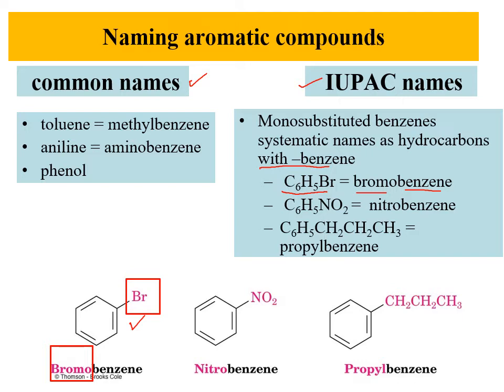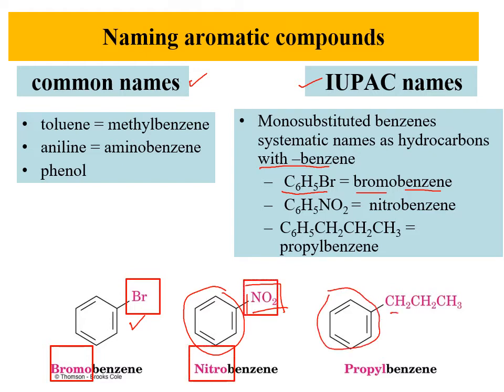For C6H5NO2, it is called nitrobenzene, whereby benzene is attached to a nitro group. And for propylbenzene, we have benzene attached to a propyl group, which is 3 carbons.